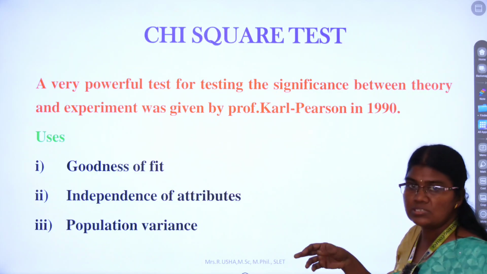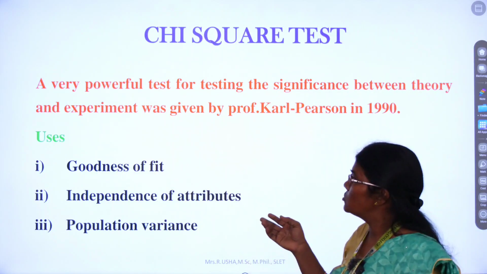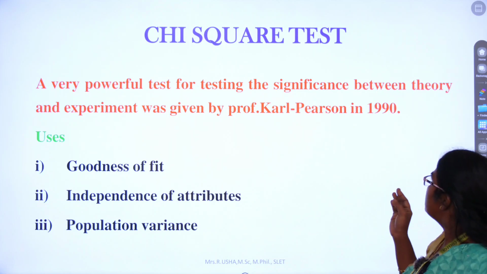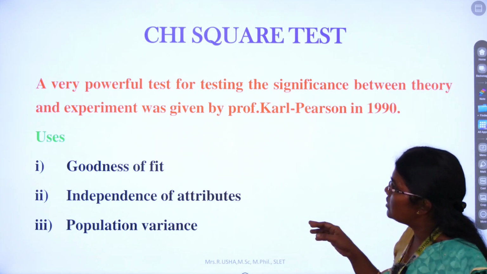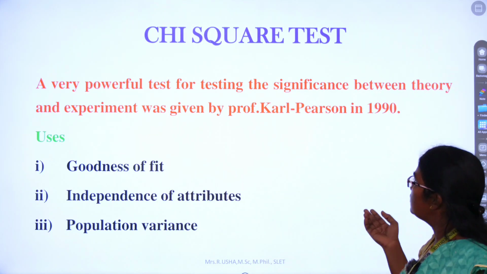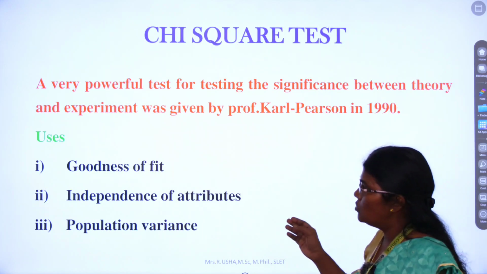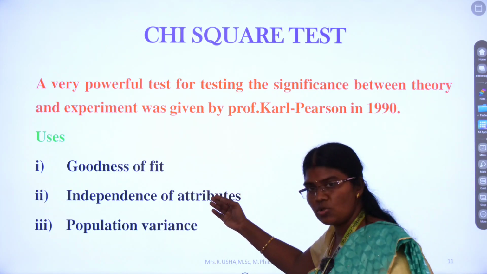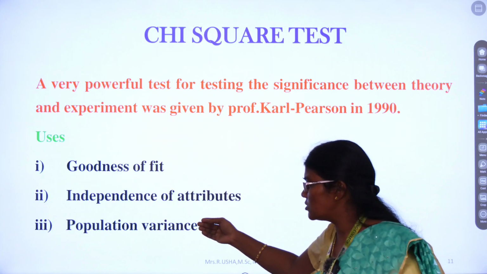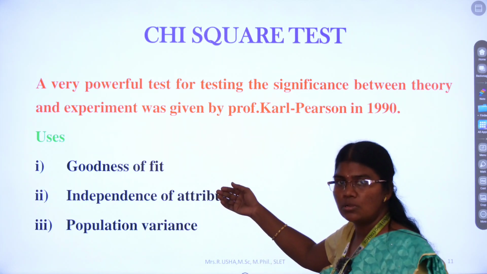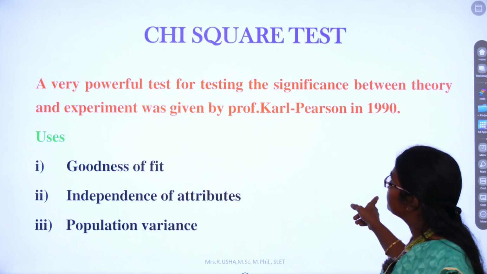Next one we will discuss the chi-square test. The chi-square test is a very powerful test for testing the significance between theory and experiment, given by Professor Karl Pearson in 1900. The main uses of the chi-square test are goodness of fit, independence of attributes, and population variance. We will discuss goodness of fit.